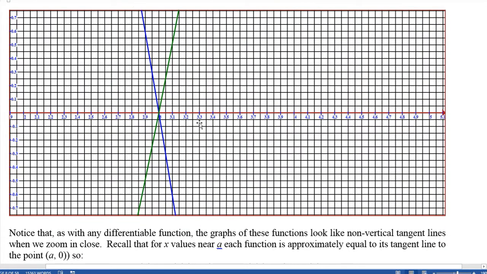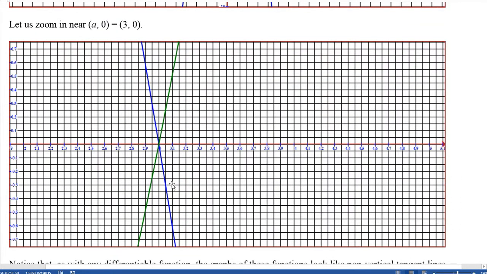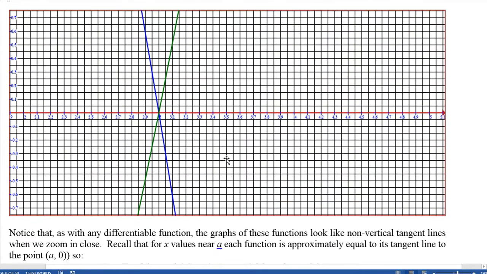They're still curved. One's concave down, one's concave up. They're not straight lines, but they look more or less like straight lines when you zoom in closely. And that's one of our basic properties that we've studied before about differentiable functions. If we take any differentiable function and we zoom in close to a point where it's differentiable, the function looks like its non-vertical tangent line. So these are lines that look like the tangent lines.